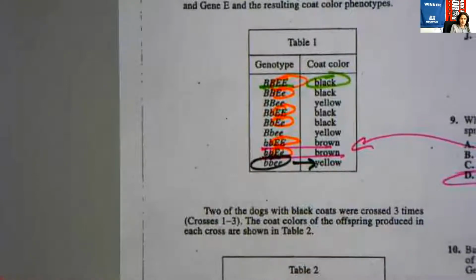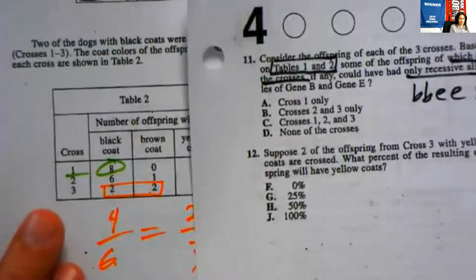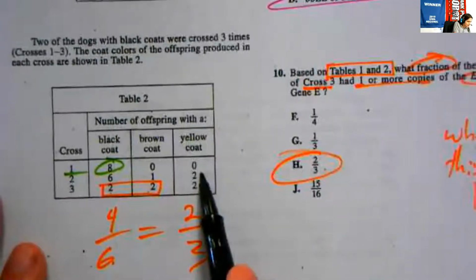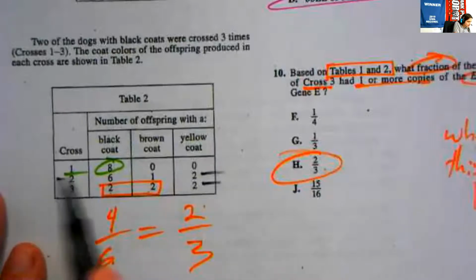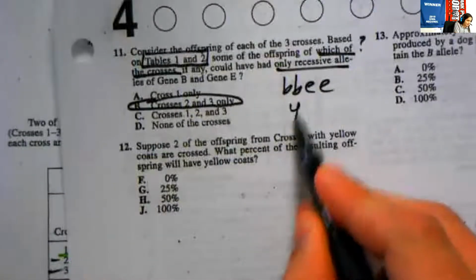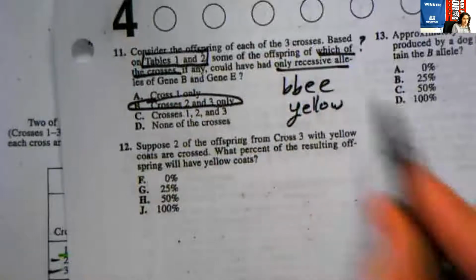Which crosses had yellow dogs? That's what question 11 is really asking. Which crosses had yellow dogs? But it's never going to ask it that explicitly. Crosses 2 and 3 only, because little b, little b, little e went along with yellow dogs.